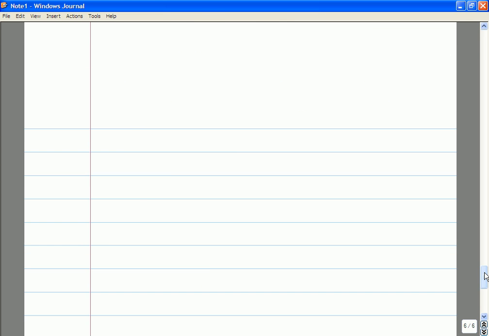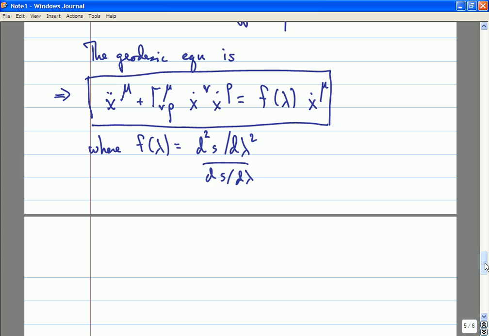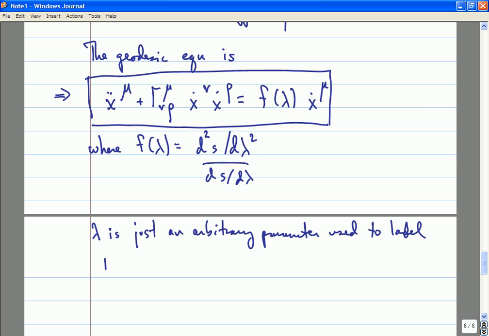Now, this equation would have looked a hell of a lot more complicated if I'd actually worked out what f of lambda was explicitly. But there's a very good reason why I didn't work out what f of lambda is. And the reason is that this parameter lambda is just an arbitrary parameter that we use to label points on our curve. And so if we wanted to, we could always make a new choice of a parameter to label points on the curve.